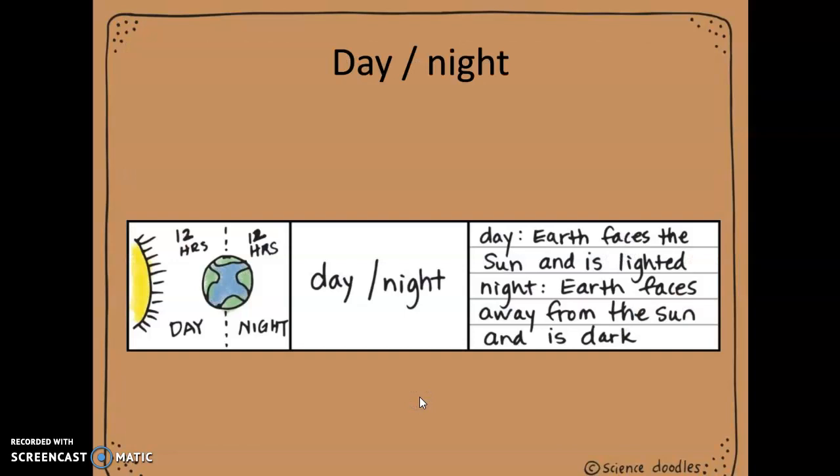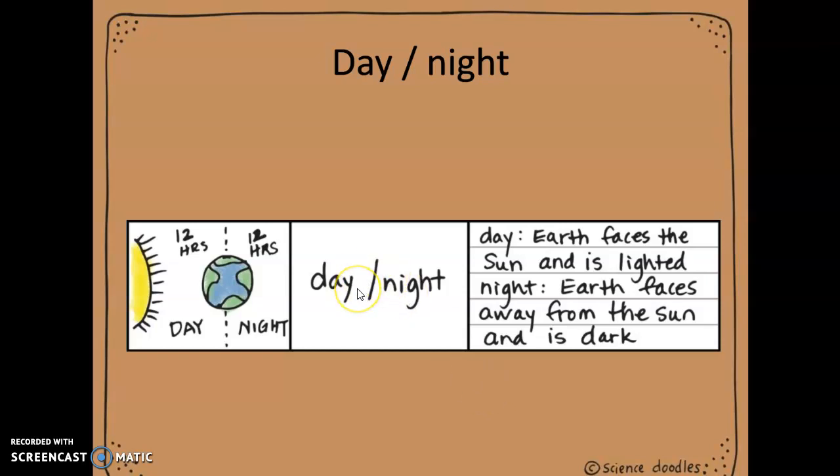Your next word is day-night. And you may be saying, well, I know what daytime is, I know what nighttime is. This is more focused on the causes of day and night. Why do we have daytime? Why do we have nighttime? Not the fact of what is daytime, what is nighttime.